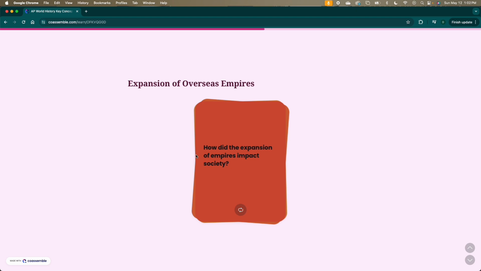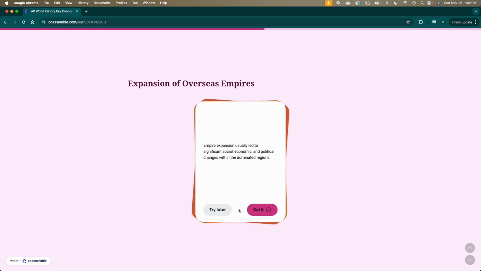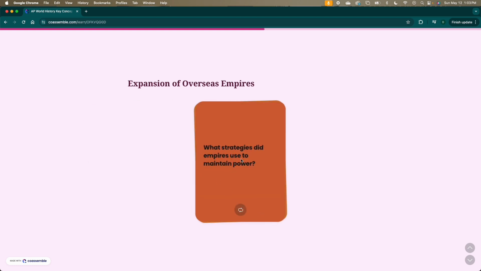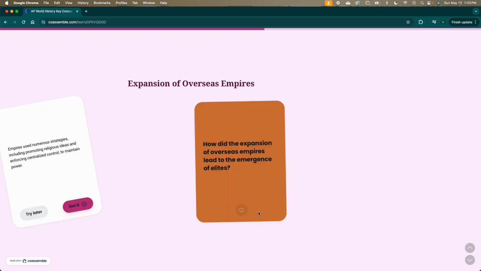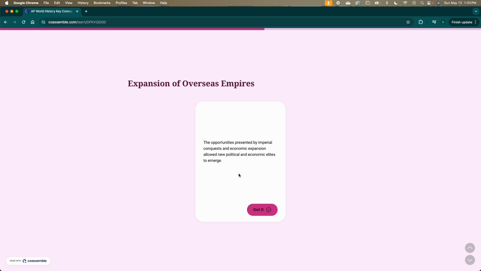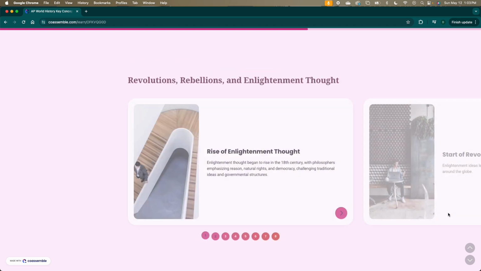And how did the expansion of empires impact society? Empire expansion usually led to significant social, economic, and political changes within the dominated regions. And what strategies did empires use to maintain power? Empires used numerous strategies, including promoting religious ideas and enforcing centralized control to maintain power. How did the overseas expansion of empires lead to the emergence of elites? The opportunities presented by imperial conquest and economic expansion allowed new political and economic elites to emerge once again through many empires. All right, now let's explore revolutions, rebellions, and the Enlightenment thought.